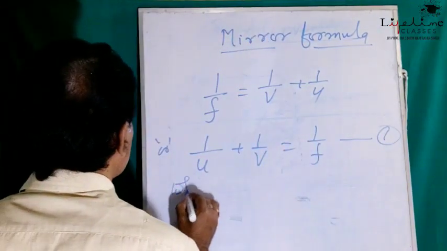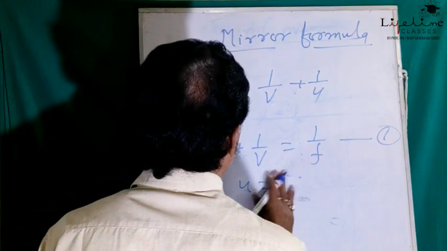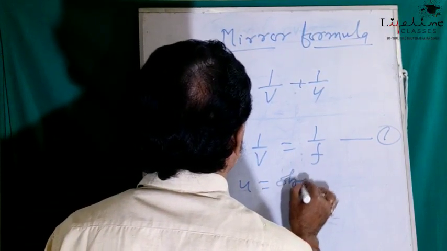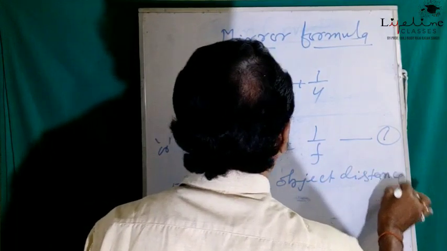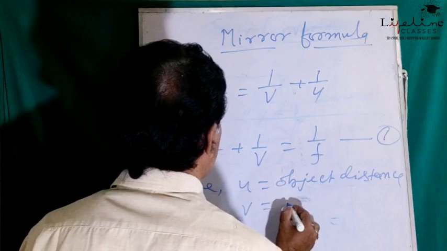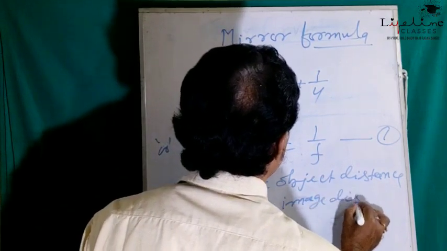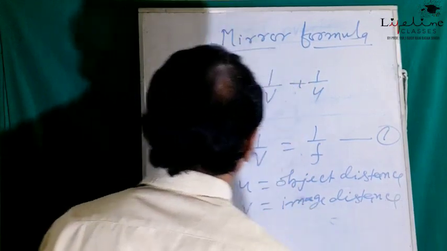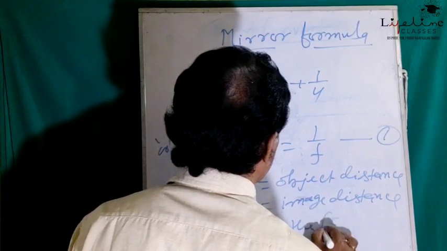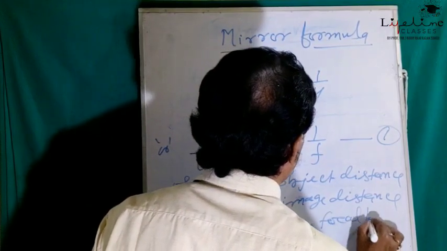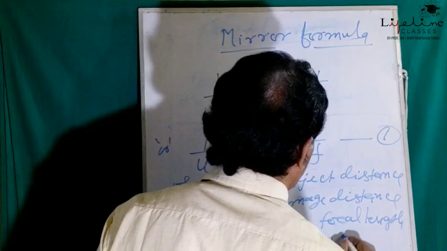Here, u is the object distance, v is the image distance, and f is the focal length of the mirror.